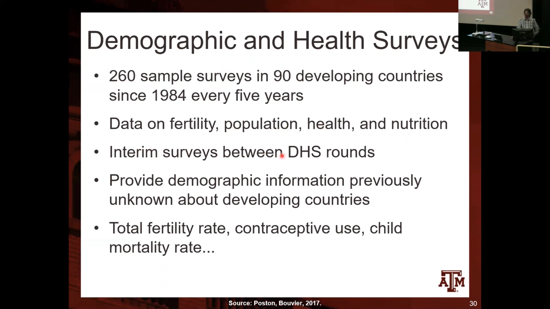There are interim surveys between the Demographic and Health Surveys to just have overall information, not so detailed. It provides demographic information previously unknown about developing countries because they don't have as much data as developed countries. It gives a lot of information about fertility, contraceptive use, reproductive health, and mortality, focusing also on child mortality.